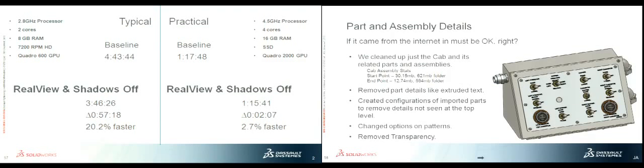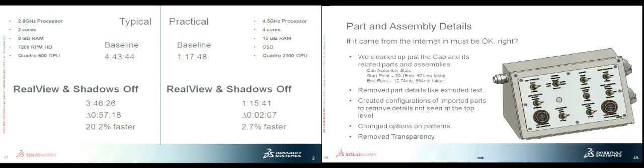We remove part details like extruded text. You see our display panel there. How many people go through and make that? Cut every last letter into it. If you zoom in on that, you will see all the little faces that are created on the inside of those letters. Create configurations of imported parts to remove details not seen at the top level.